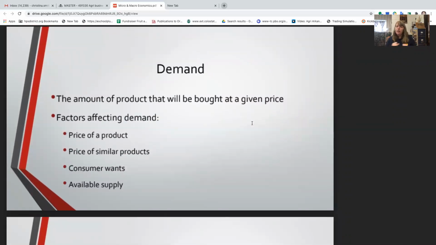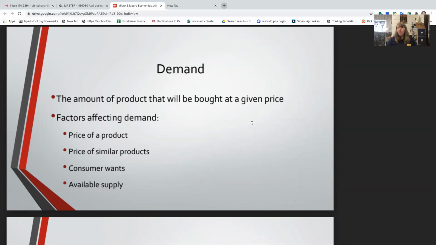How much do we want something? So demand is the amount of product that will be bought at a given time. And so I said, how much do we want? But it's got a little more factors than what do we want. Because every person in here probably wants the brand new iPhone or the brand new Galaxy, right? But are you going to buy them? Maybe not. So the demand is the amount of product that will be bought at a given price.